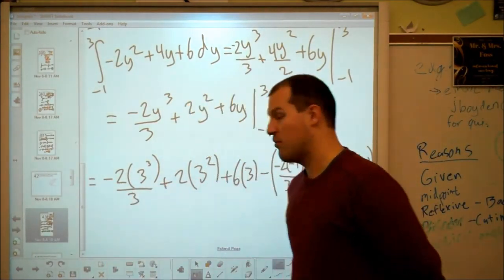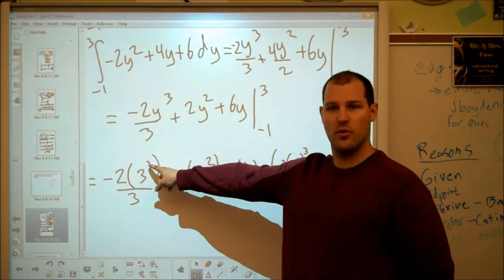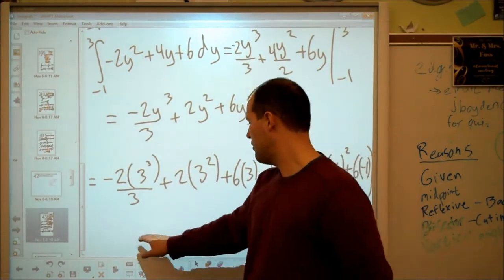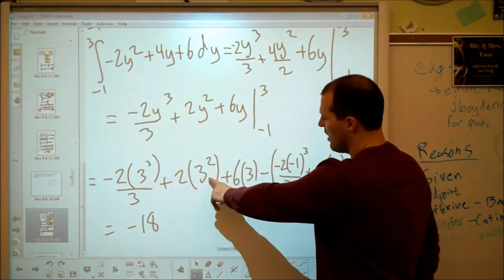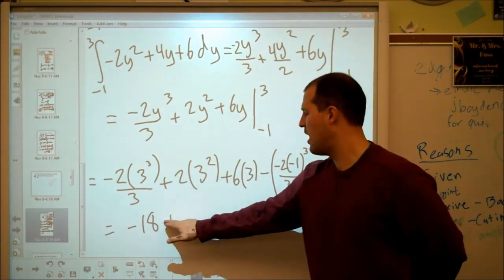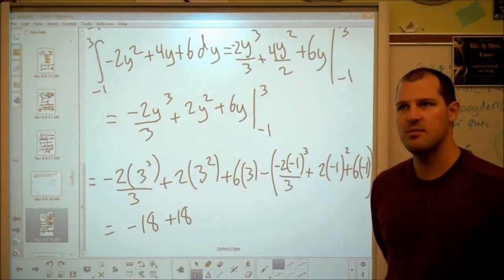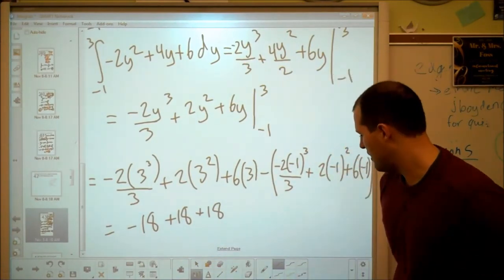Should be pretty easy. I think we're pretty well home free from here. So it looks like 3 cubed is 27. 27 divided by 3 should be 9 times negative 2. This should be negative 18. Down here looks like 9 times 2, which would be positive 18. Ooh, that made it a little easier. And then we have 6 times 3. 6 times 3, interesting, is 18. Let's continue.